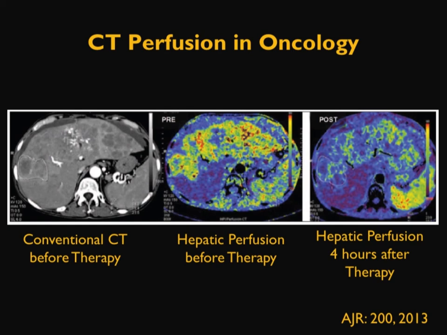In this slide is shown an example of a CT perfusion in oncology. The panel of images shows the liver image of a conventional CT before therapy, hepatic perfusion scans before therapy and after therapy, where the vascular structure distribution of this contrast material is shown.